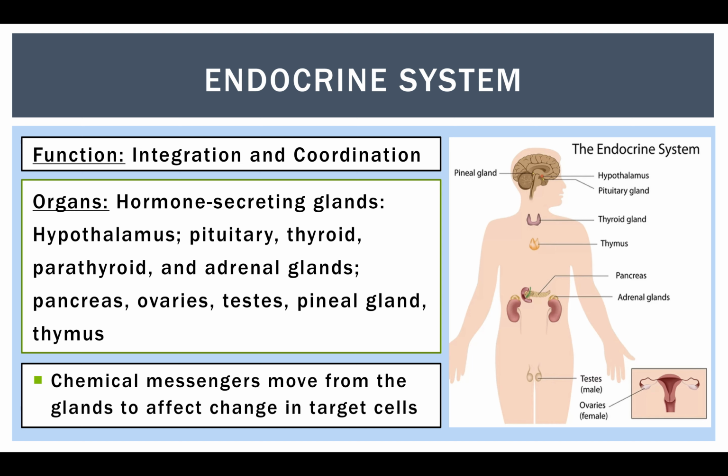Chemical messengers, like hormones, move from the glands to somewhere else in the body to affect change in target cells. These target cells may be within the same gland, or they could be in a totally different part of the body. For example, your adrenal glands secrete adrenaline. The adrenaline then moves throughout your body through the bloodstream in order to prime you to do something.